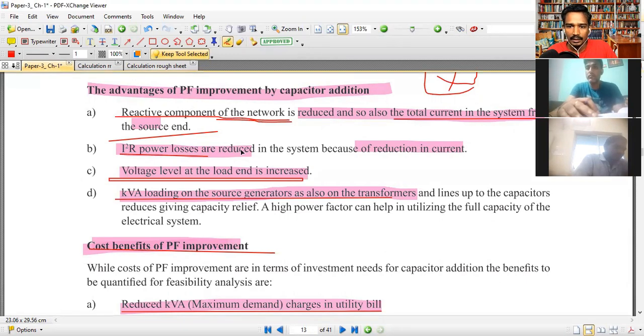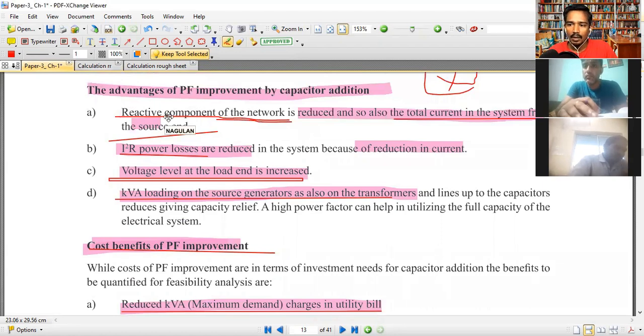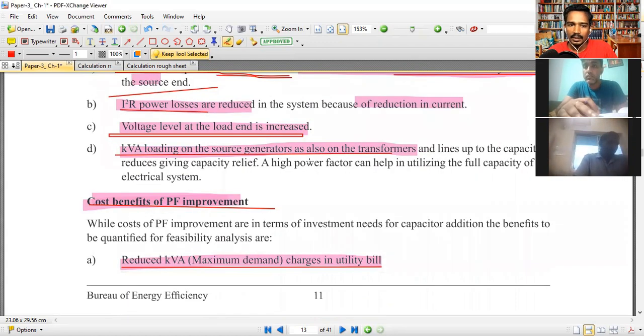Then I square R losses are reduced due to the reduction of load current. The voltage level at the load end increases, giving better performance. Then the kVA loading of the source generator, also the transformer and line capacity, is reduced, giving capacity relief. That means the maximum demand capacity is also reduced.